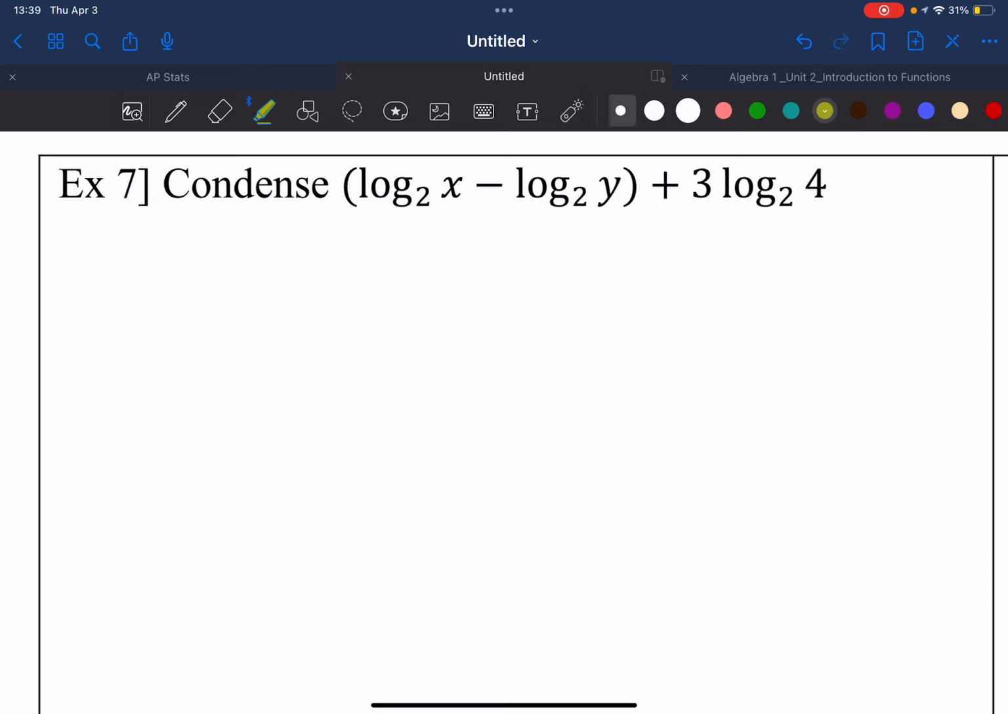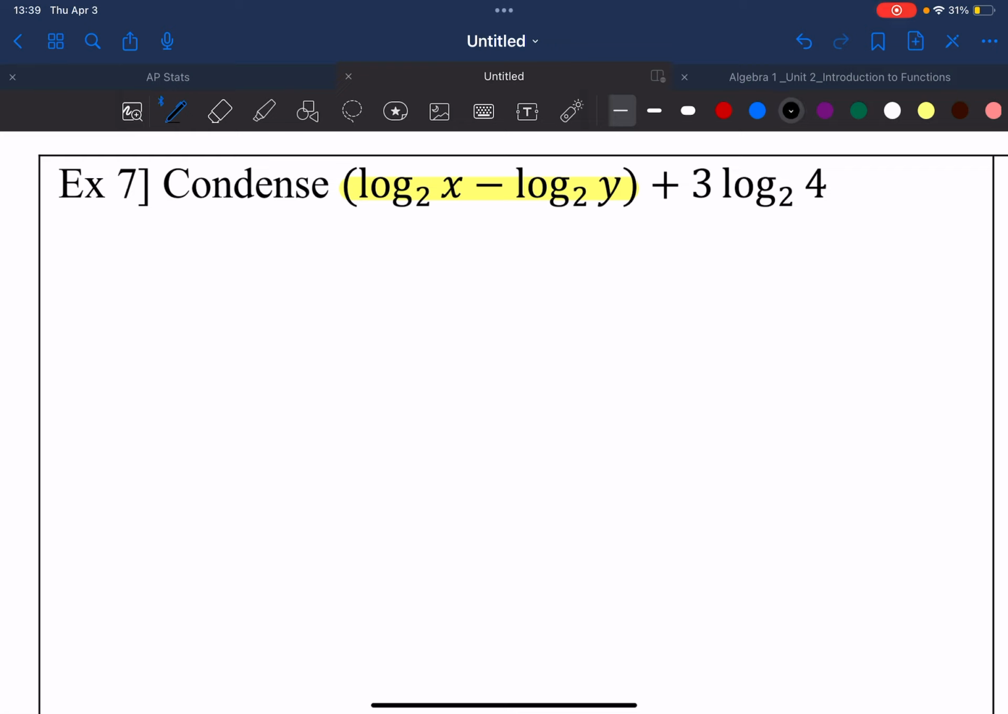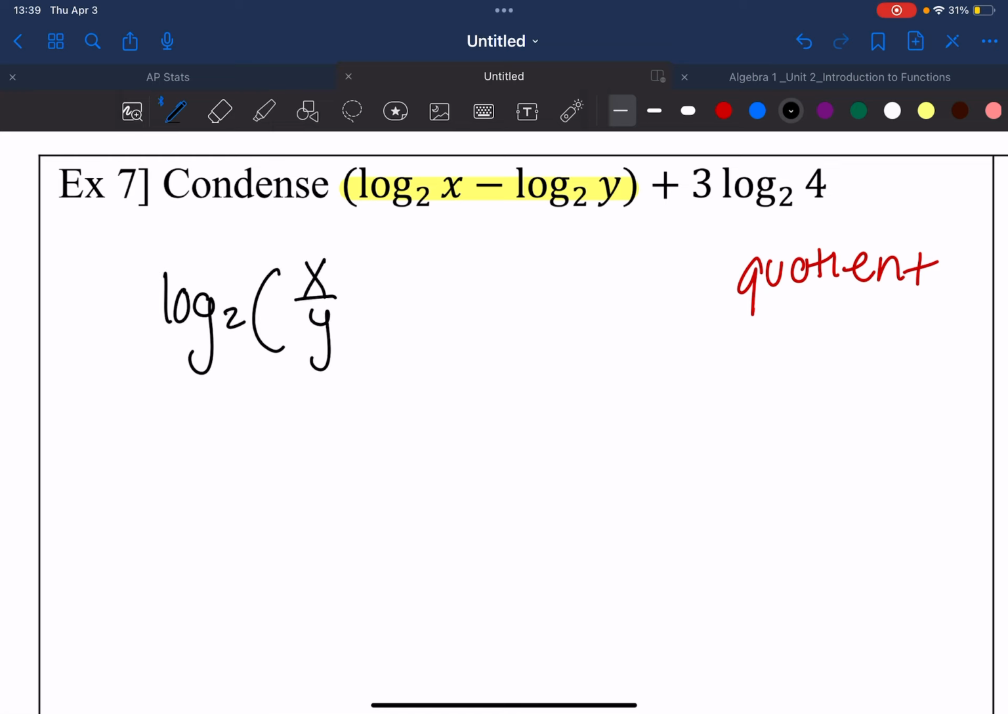Okay, number 7. This is where on the notes it says, okay, make sure you're using PEMDAS. Well, notice that my first two here are already in parentheses. That means I should simplify these two first. I have to pay attention to the parentheses. So I have log base 2 of x minus log base 2 of y. So that minus tells me that I'm using the quotient property to turn it into division. So this is log base 2 of x divided by y.